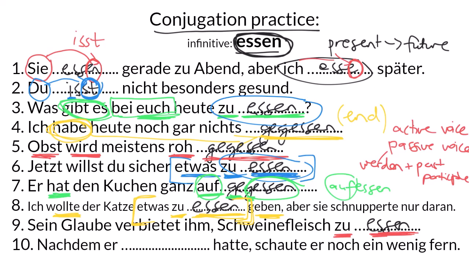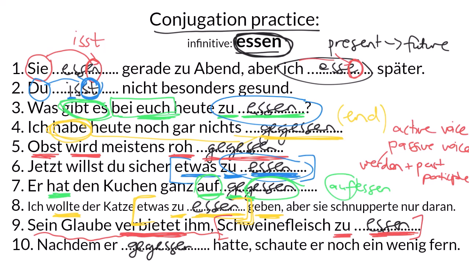This time, the reason we've got a zu clause is different. It's because we've got a previous clause which requires a zu clause, forbids him to eat pork. So in English, we'd say from eating pork or something like that. But in German, to eat pork, that's the phrase that follows verbieten, the verb for forbidding or banning. And number 10, nachdem er gegessen hatte, schaute er noch ein wenig fern. After he had eaten, he watched a little bit of TV.